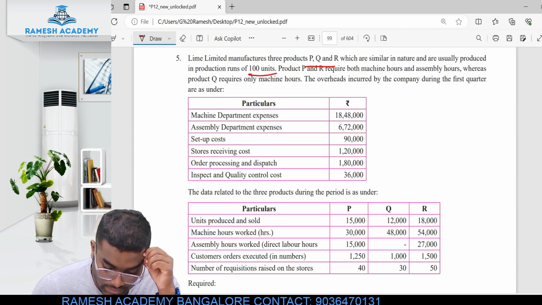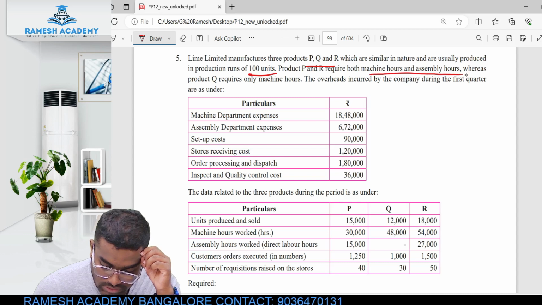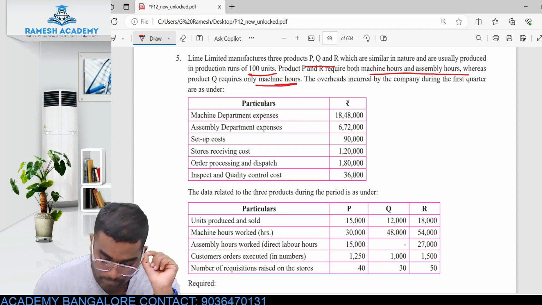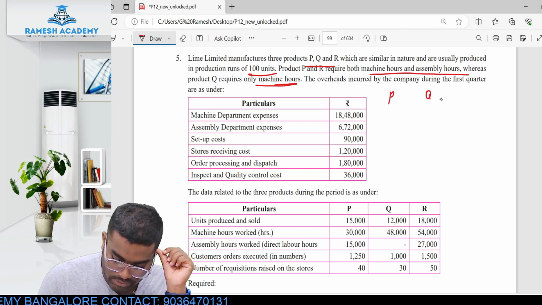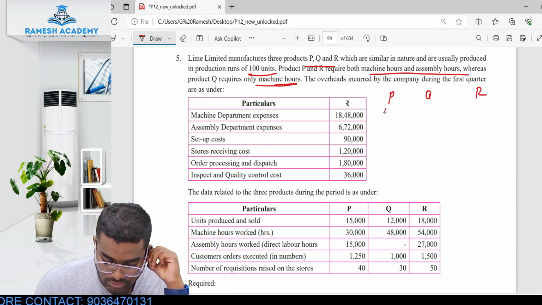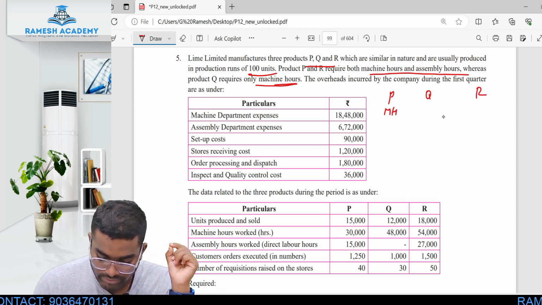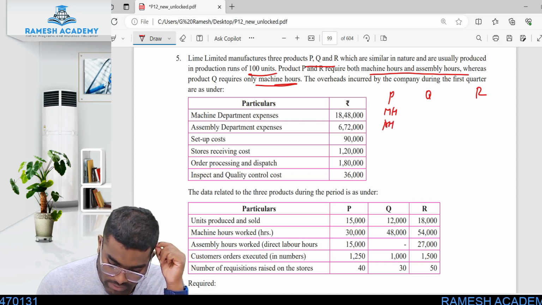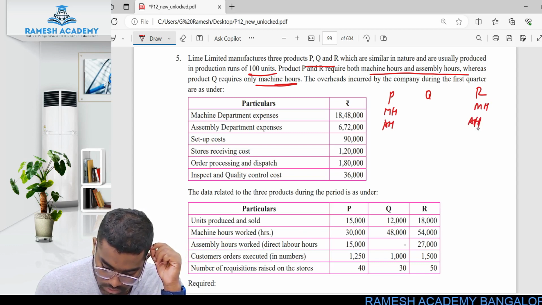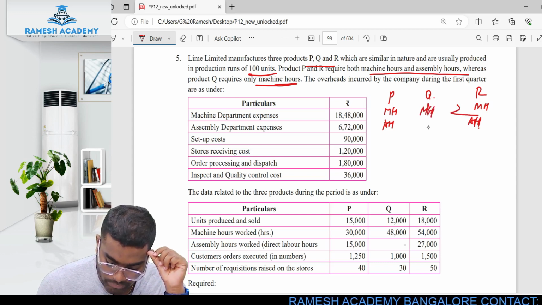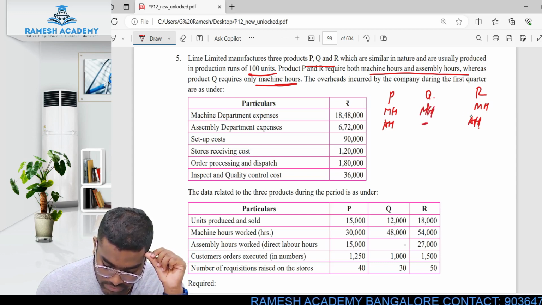Product P and R require both machine hours and assembly hours, whereas Q requires only machine hours. So this is a very important point here. I'll make a point here, P, Q and R. So P and R require machine hours and assembly hours. I'll write MH for machine hours and AH for assembly hours. Q requires only machine hours. There will be no assembly hours.